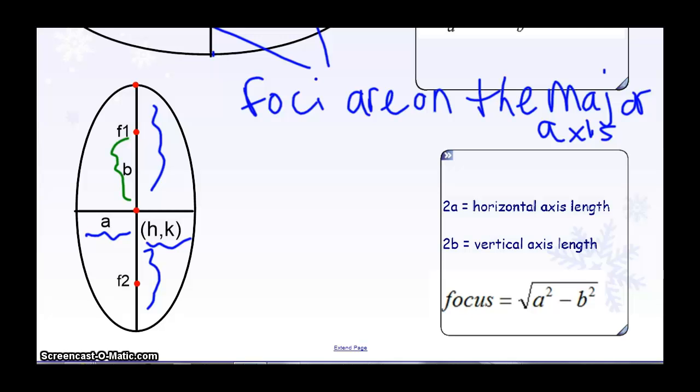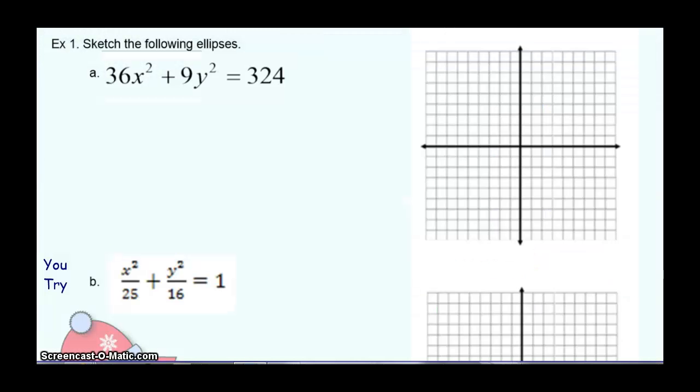The a and the b don't really matter. What matters is that whatever is under the radical has to be the bigger number first. Otherwise, we get an imaginary number, and that just wouldn't make sense. So we're going to go over a few examples, and you're going to try a few. It'll make more sense when we actually do an example. Let's look at the first one.